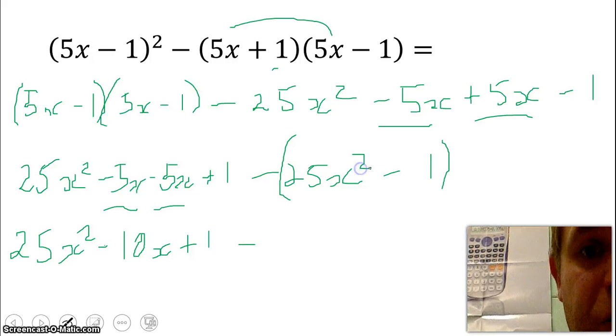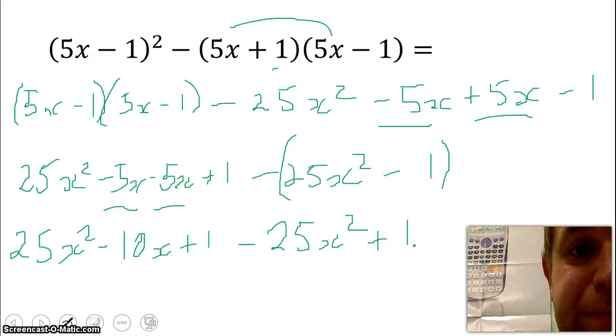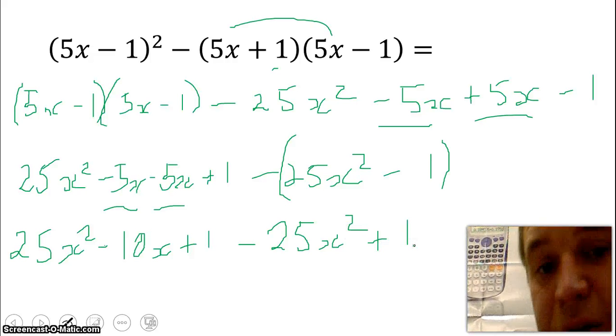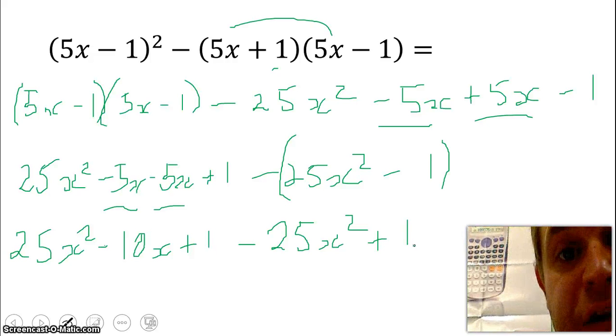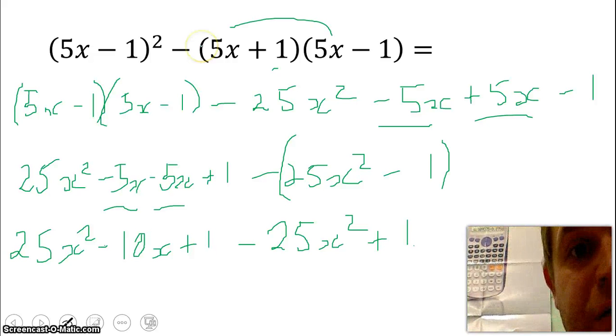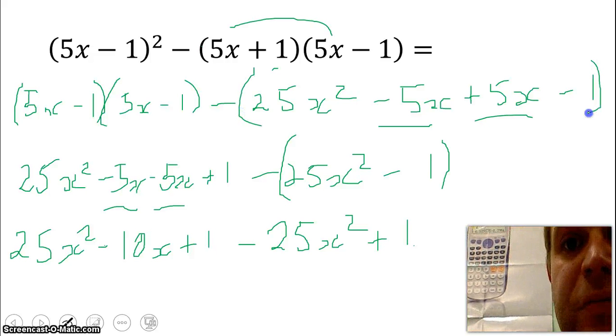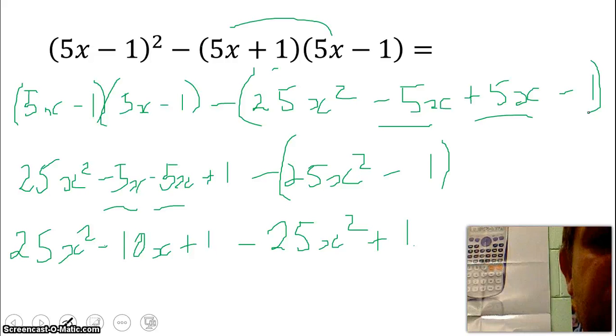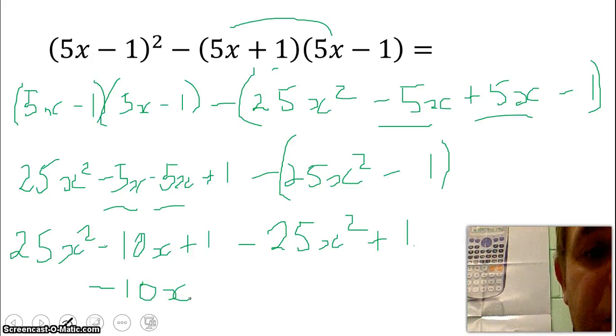Minus (25x squared minus 1). Remember, I changed the signs because I had this negative out the front, so I've moved all the signs through. I should have put in brackets around there. So we've got 25x squared, take away 25x squared, so they disappear. I'm left with minus 10x. And I've got 1 plus 1, which makes 2.